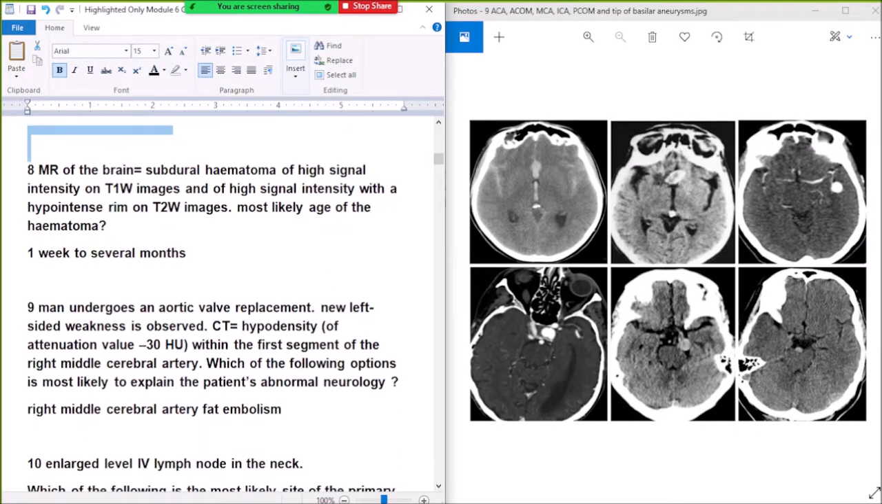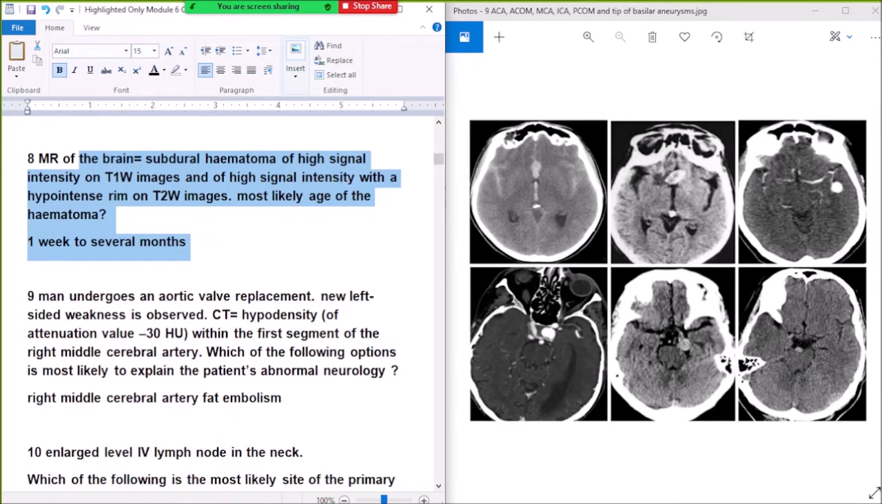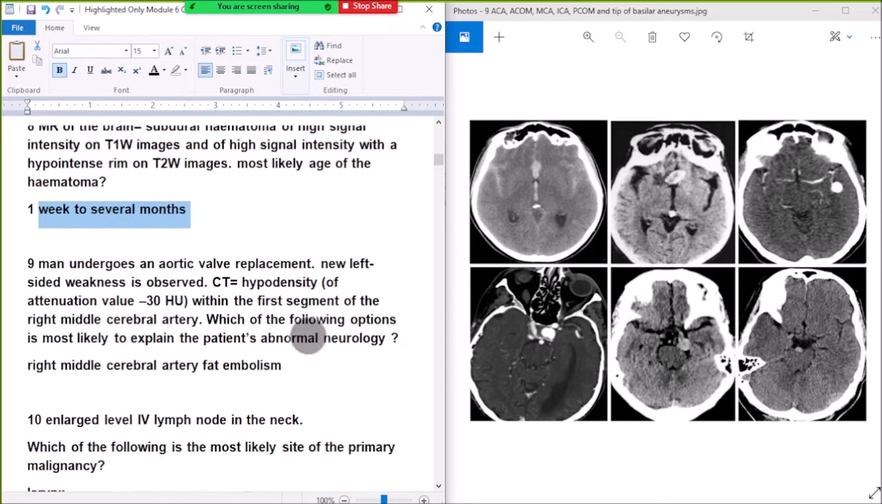Question number 8. MRI of the brain shows a subdural hematoma of high signal intensity on T1 weighted images and of high signal intensity with a hypointense rim on T2 weighted images. Most likely age of the hematoma is 1 week to 7 months. When there is high signal intensity with a rim on T2W, that means 1 week to 7 months.